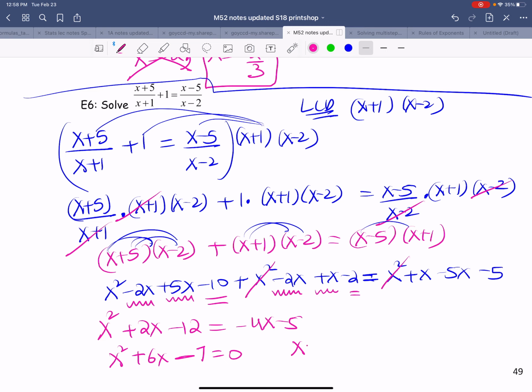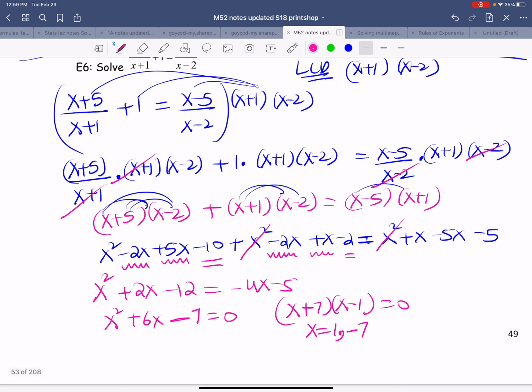We are looking for two numbers that multiply to give me negative 7 and add up to give me positive 6. So x plus 7, x minus 1 are the factors. When we set each factor equal to 0, we get two solutions, 1 and negative 7.